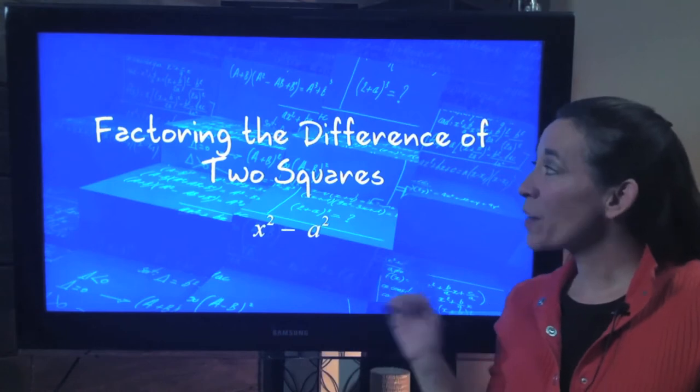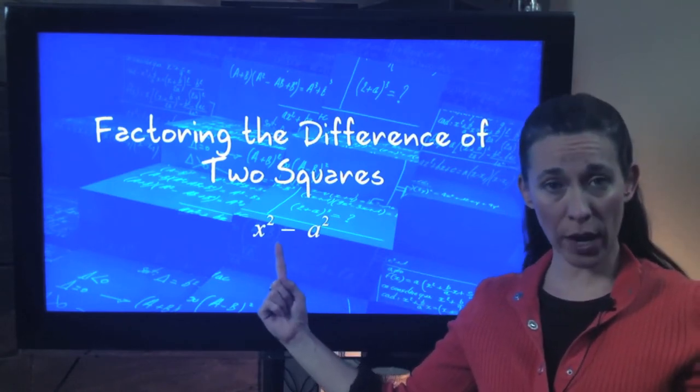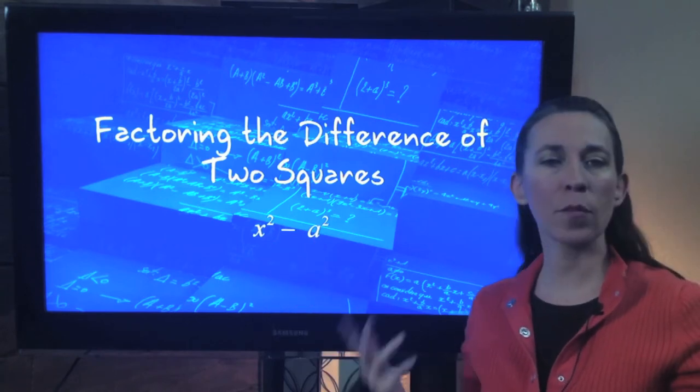Hi. Today we're going to look at factoring the difference of two squares. So difference, remember, means subtraction. We've got two terms and both of them are perfect squares.